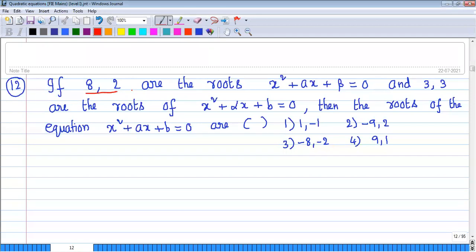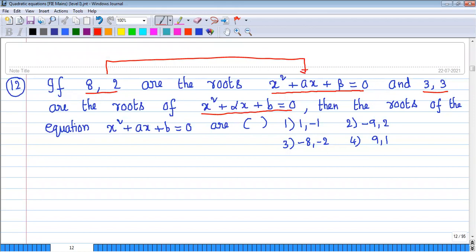So 8, 2 are the roots of x square plus ax plus b, beta is equal to 0. 3, 3 are the roots of x square plus alpha x plus b is equal to 0. Then the roots of x square plus ax plus b is equal to 0. To find out the roots of x square plus ax plus b is equal to 0, we need the a value and b value. We can find the a value from the first equation.